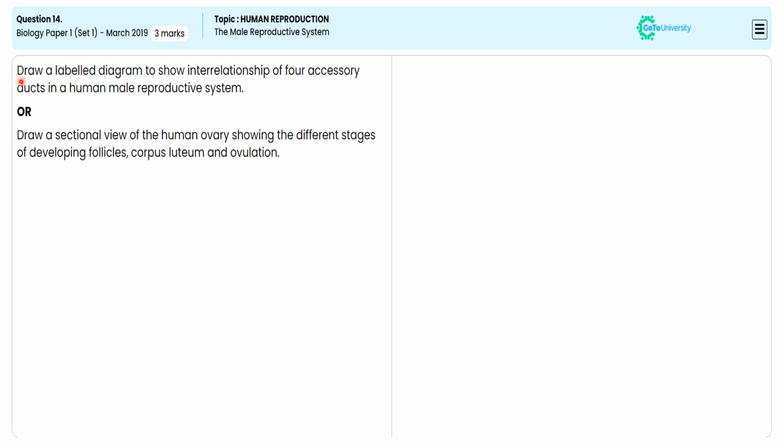In this 3 mark subjective question, in the first optional question, they are directing us to draw a labeled diagram to show the interrelationship of 4 accessory ducts in the human male reproductive system. For this, we are drawing the CBSE pattern picture.